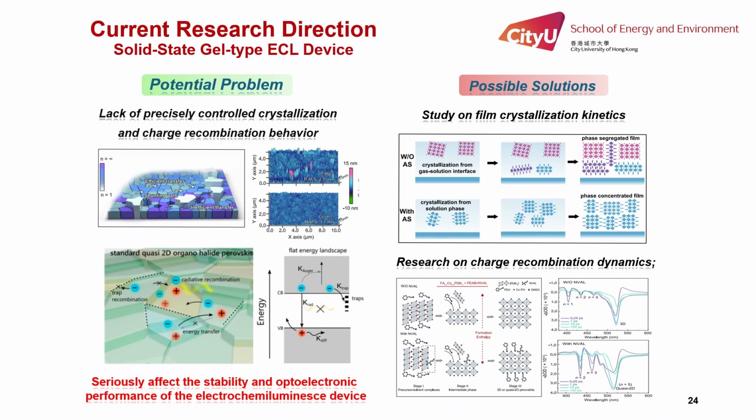For the potential problems, we cannot precisely control the crystallization of semiconductor materials. Besides, we don't understand charge recombination behavior, which can seriously affect the stability and the optoelectronic performance of the ECL devices. To address these issues, we use grazing incidence wide-angle X-ray scattering to explore the crystallization kinetics of the materials, and utilize photophysical and photoelectrochemical technologies for an in-depth understanding of charge recombination dynamics in the perovskite emission layer, as well as other interlayers and interfaces.